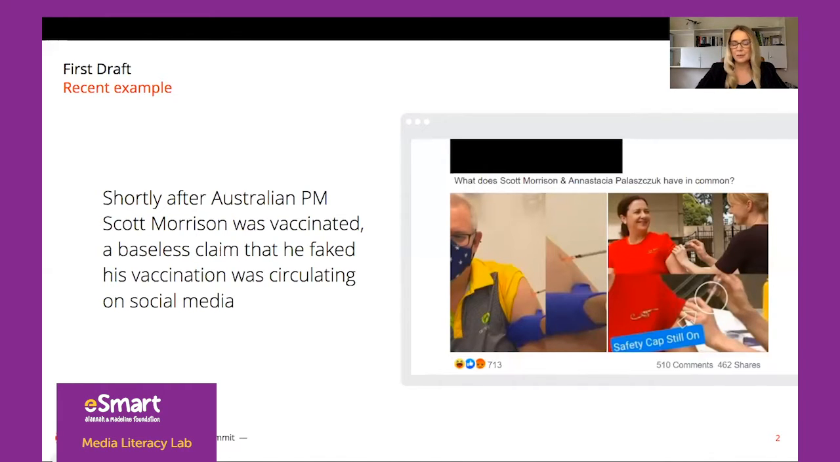Last year, the Queensland Premier Anastasia Palaszczuk had her flu shot taken in front of the media. But she reenacted this for the TV crew so that they could get their special photos and shots. Of course, this was enough for people to make allegations that it was a faked flu shot and open the pathway to conspiracy theories. So shortly after the Australian Prime Minister Scott Morrison was vaccinated, we saw lots of different baseless claims too that he faked his vaccination, the coronavirus vaccination that was.